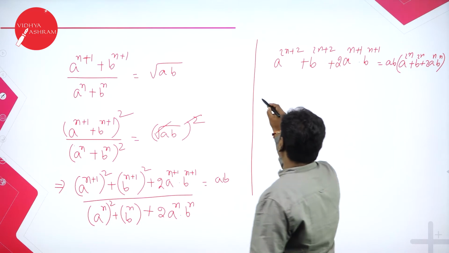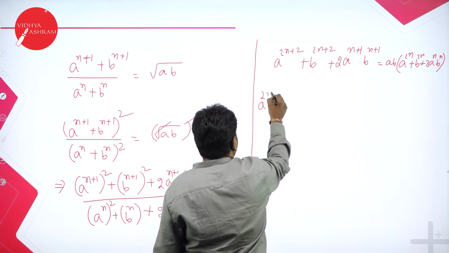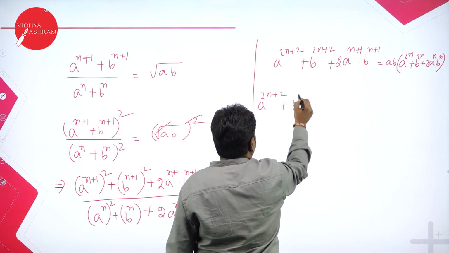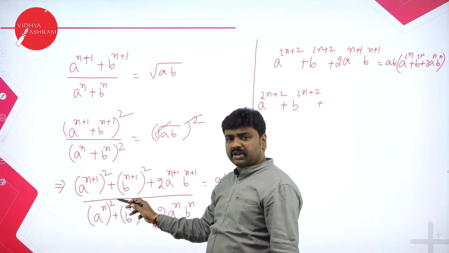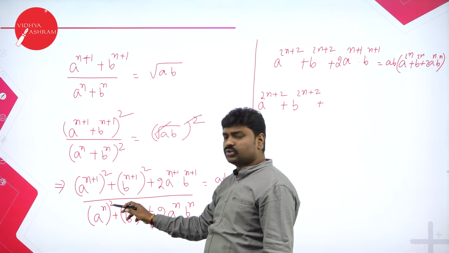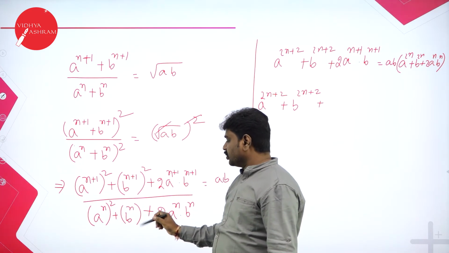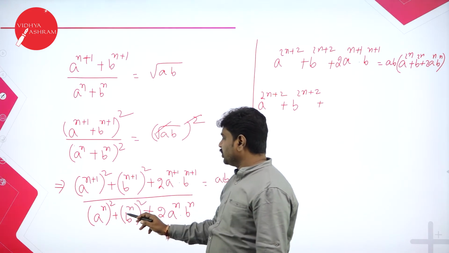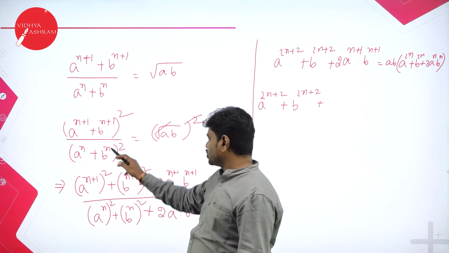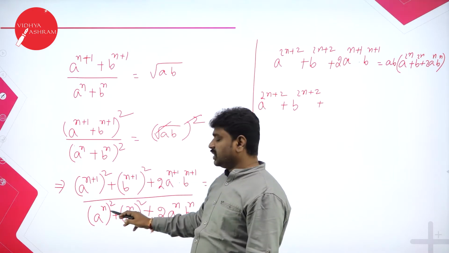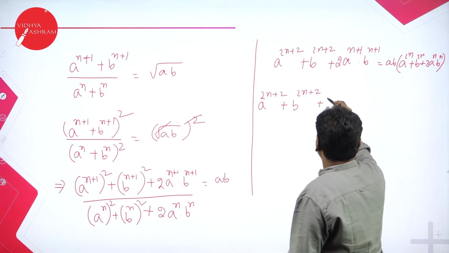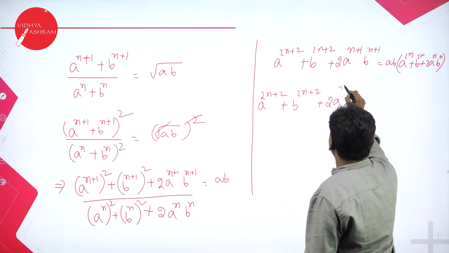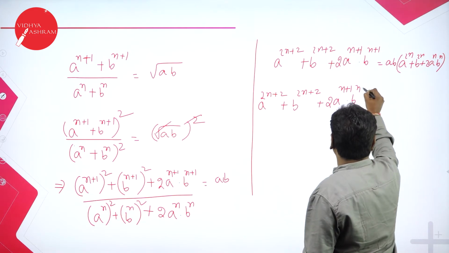Now further simplify, it will become a^(2n+2) + b^(2n+2). I'm using law of indices: a power m whole power n is a power m into n. n whole square is n into 2, 2n. So here also whole square will be there. (a + b) the whole square is what? a square plus b square plus 2ab. And whole square, when you do n into 2, 2n, again n into 2, 2n. So here 2 into a^(n+1) into b^(n+1).